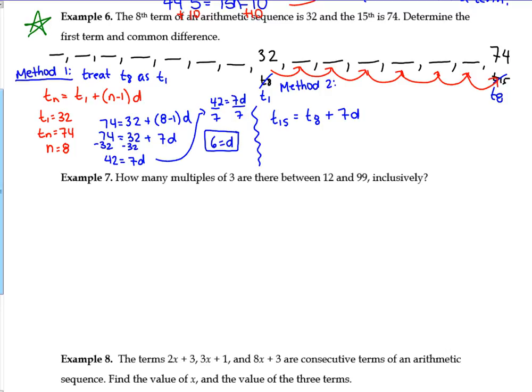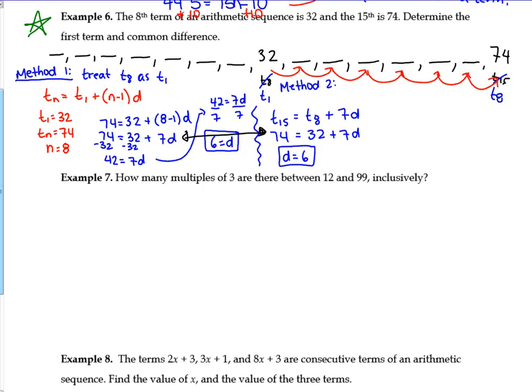What was term 15? 74. What was term 8? 32. And do you see how these formulas here are the same? So different thought processes, but the same thing. We get the same formula. So we still subtract 32, divide by 7, and we still get D as 6. Okay? So it's really up to you which thought process you use. It really doesn't matter to me. I find students often like to make this the first term and then count. Some do it this way. It's up to you. Okay, there's two ways you can think about it.